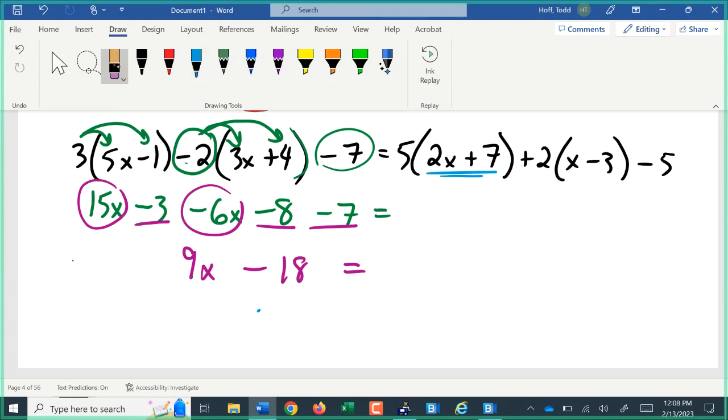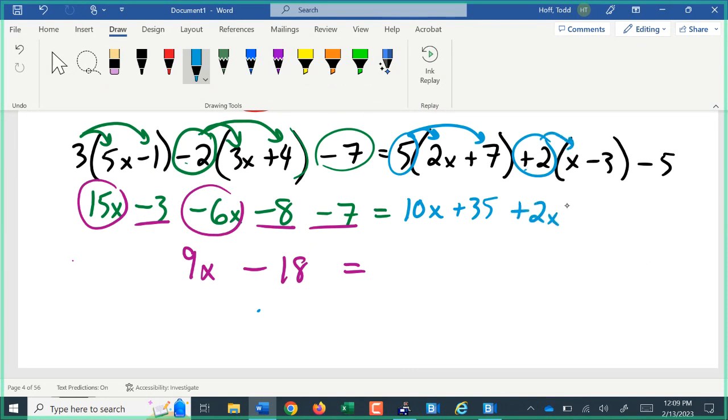Nothing to do inside that first parentheses, so we're going to multiply by 5. 5 times 2x is 10x, and 5 times 7 is 35. Look at the second set of parentheses. Nothing to do inside there, so we're going to multiply by the 2. It's positive 2. So 2 times x is a positive 2x. 2 times negative 3 is a negative 6. Now again, we're at the end of the parentheses, so we stop multiplying, but we do still have that minus 5 there.